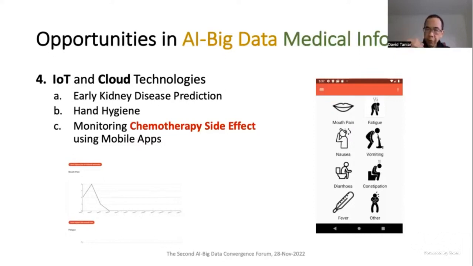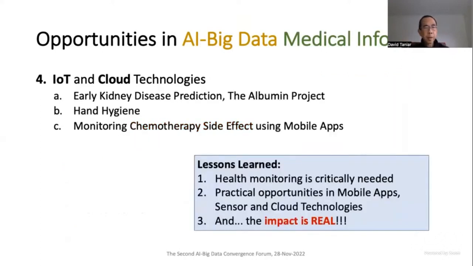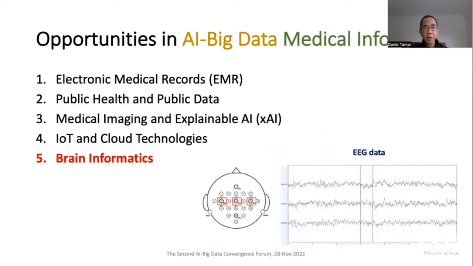There are different levels of side effects, and the nurse can actually monitor. And if they need to send the patient to hospital, they can do it immediately. So the lesson is that this work is very important. The impact is real. Health monitoring is very important. So there are a lot of opportunities in this area. The last one before I finish is brain informatics.